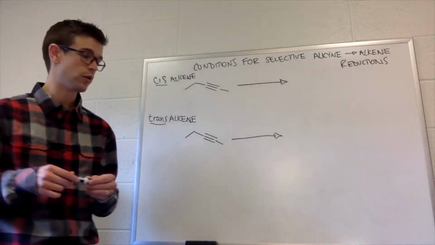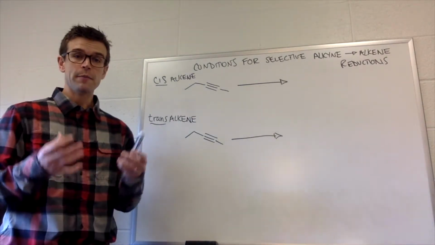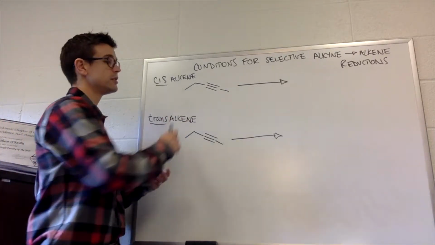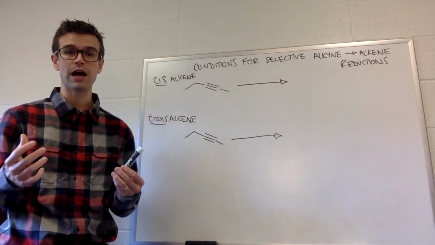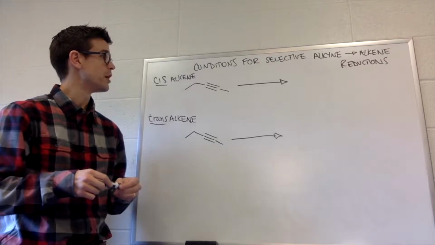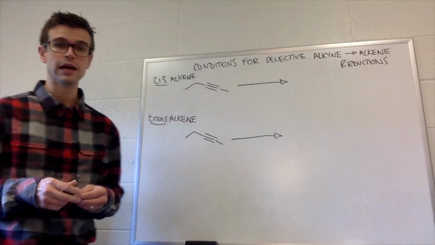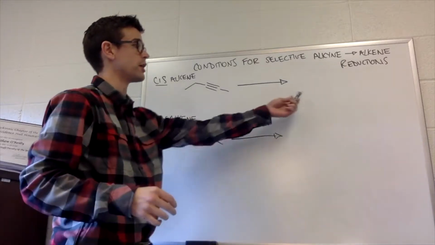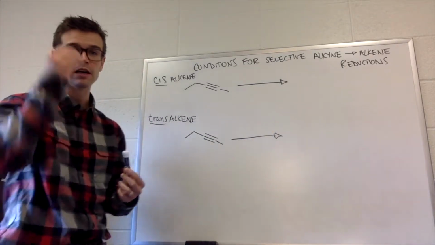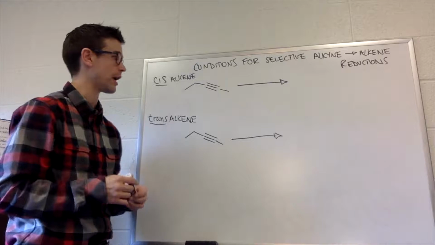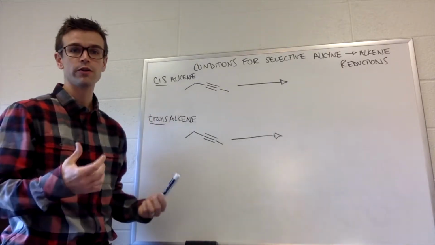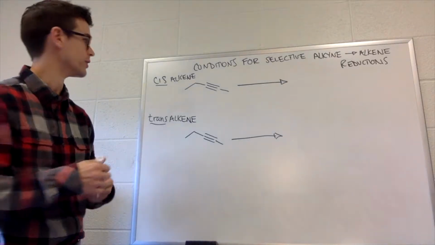All right, so we've talked about the mechanism of catalytic hydrogenation of alkenes. We've seen that it also works for alkynes. But what we haven't talked about yet is how to selectively reduce an alkyne to an alkene. So we're stopping at the alkene, not going all the way to the alkane. We can do this to form either the cis alkene or the trans alkene. So first of all, what does that look like?